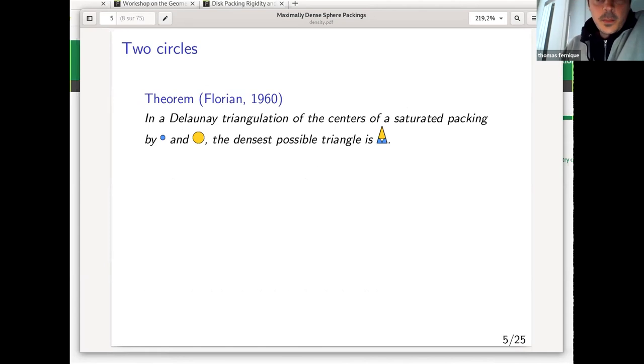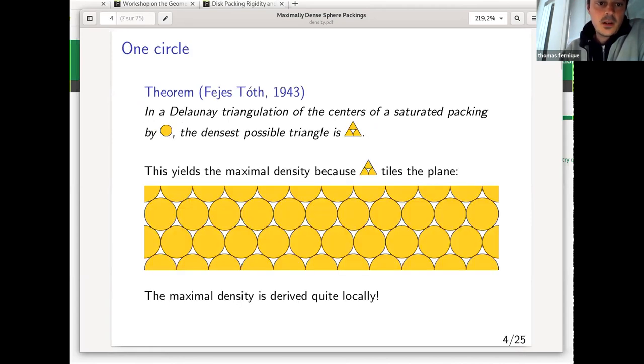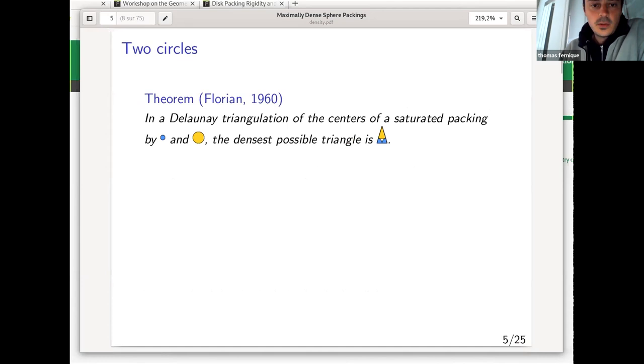So another example is with two circles. So you have two different sizes of circles, a large one, which is yellow on my slide, and a small one, which is blue. And there is a theorem, which is the analog of the theorem of Fejes-Tóth, due to Florian, which says that in a Delaunay triangulation of the centers of a saturated packing, I forgot to say what a saturated packing is. It's just a packing where you cannot add any more disk or sphere. Obviously, if you can add one, you can increase the density. So there is no loss of generality to assume that you cannot add a disk, since you want to bound the density from above.